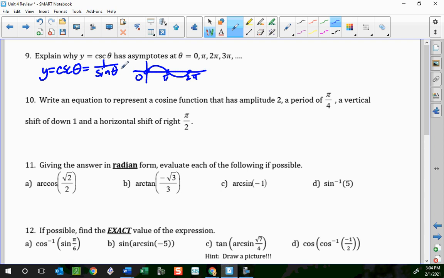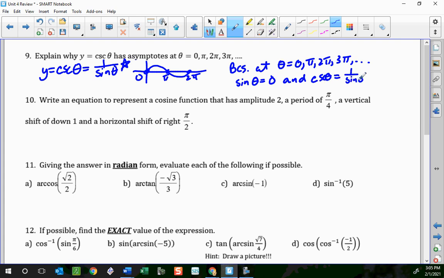But this is more what we need to remember, that at theta equals 0, pi, 2 pi, 3 pi, and so on, sine of those places is equal to 0. And cosecant theta equals 1 over sine. So cosecant will be undefined. Right? Because you can't divide by 0.